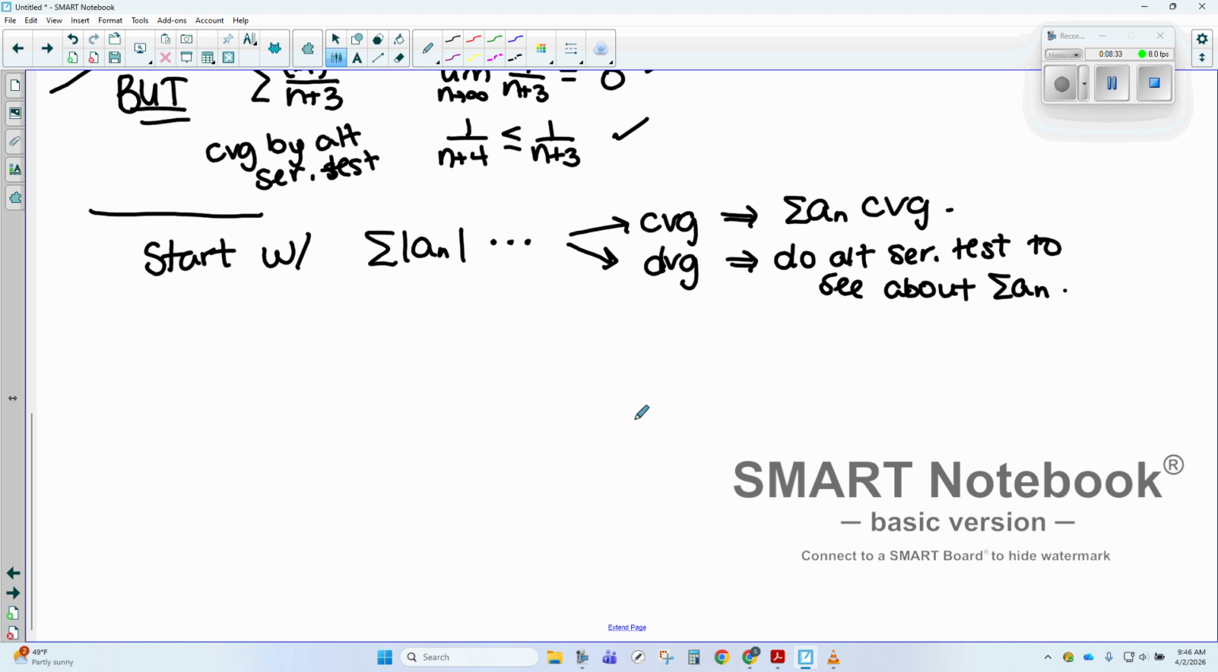So when we're testing for conditional or absolute convergence, it will set you up for the shortest path if you start with the absolute value. Because if it converges, then you're done. You don't have to check the other one. If it diverges, then you do have to check the other one. But it can save you some time if you go in that order.